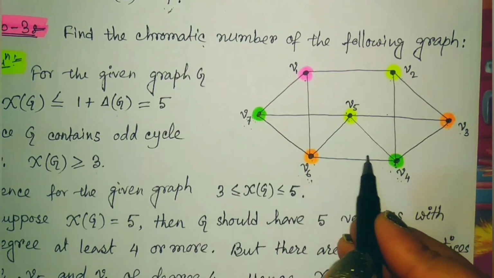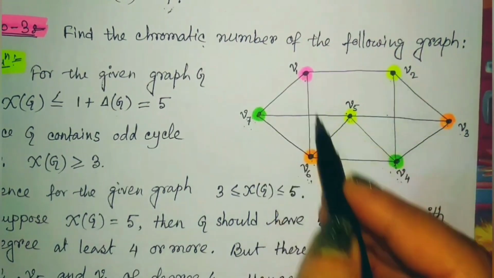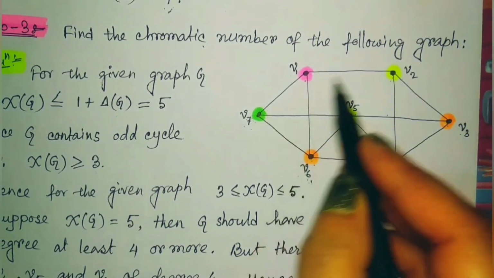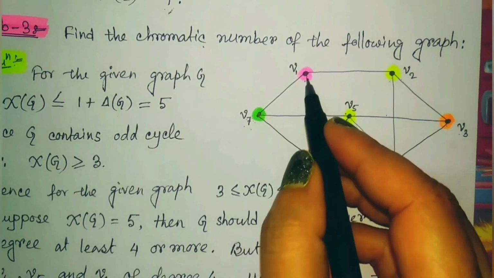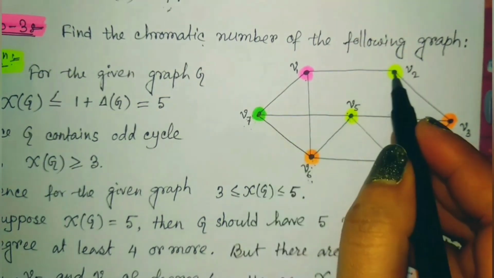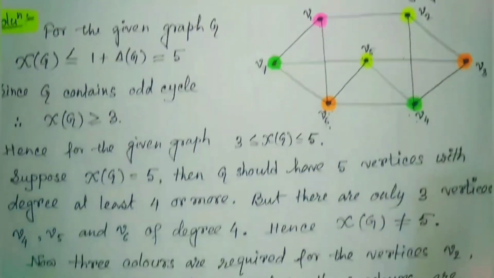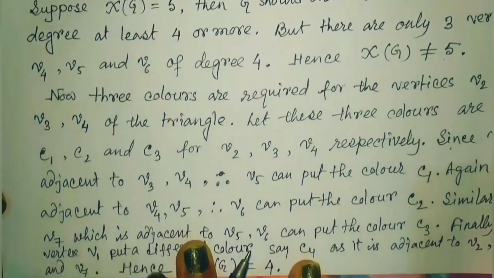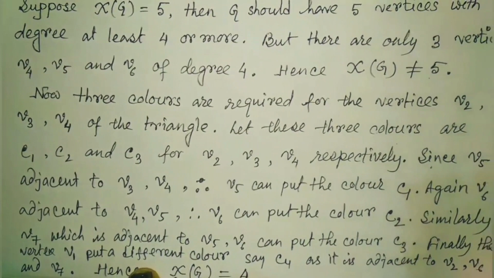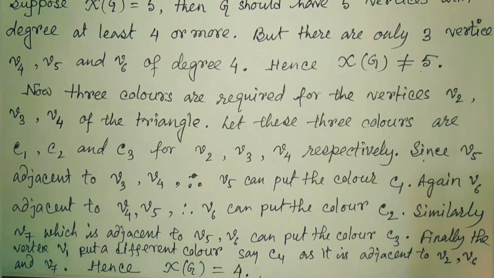Now one more vertex is left, that is V1. V1 is adjacent to V7, V2 and V6, all these 3. As it is adjacent to all these 3, it must have a different color from V7, V6 and V2. All these 3 colors are used here, so it requires one extra color, the 4th color. So we can say that the chromatic number of the given graph is 4. The explanation is written here also. So the chromatic number for this given graph is 4. In this way we can find the chromatic number of a given graph.